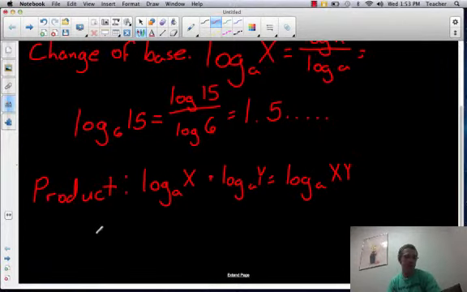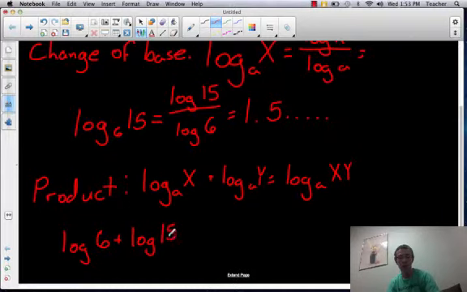So let's take another example, and let's do log. I'm just going to do common log because I want to be able to put this into my calculator. So log 6 plus log 15.